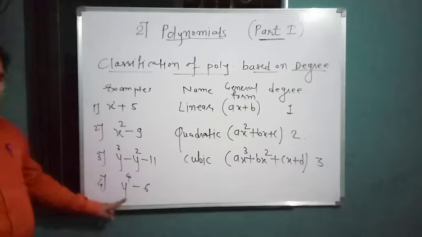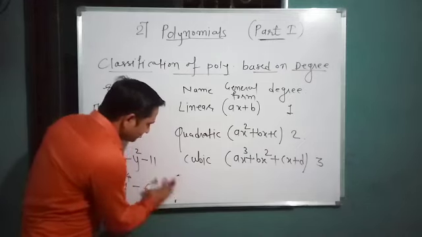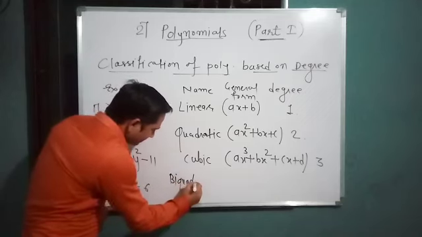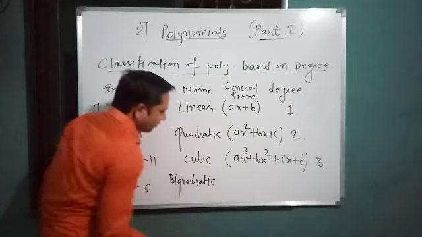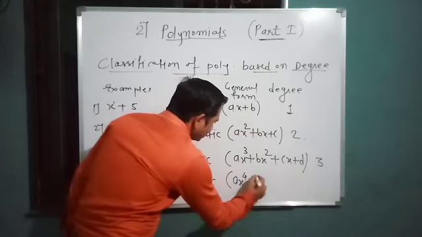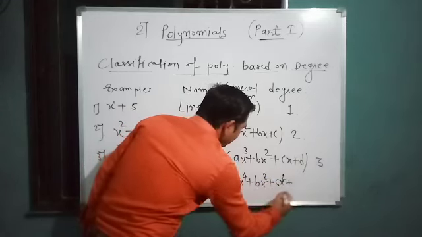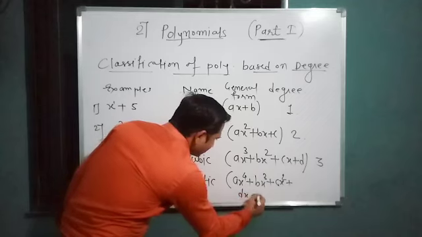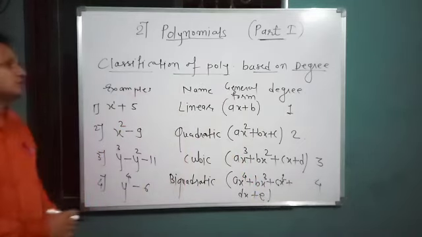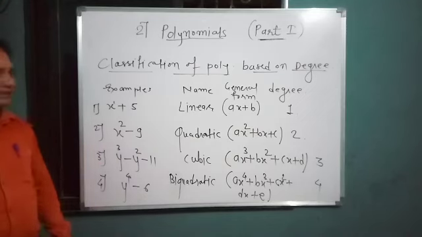Degree of this expression is 4. So this is called biquadratic polynomial. And the general form is ax to the power 4 plus bx cube plus cx square plus dx plus e, like this way, and the degree here is 4. So you have to remember 4 points here.